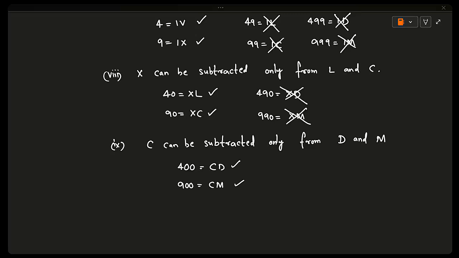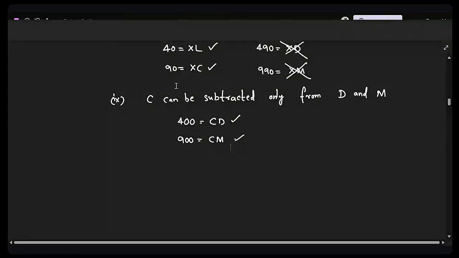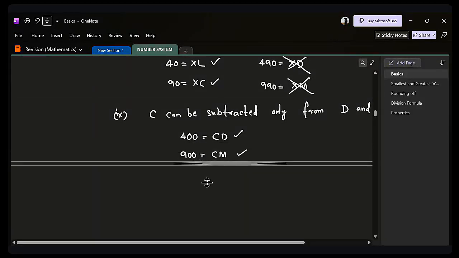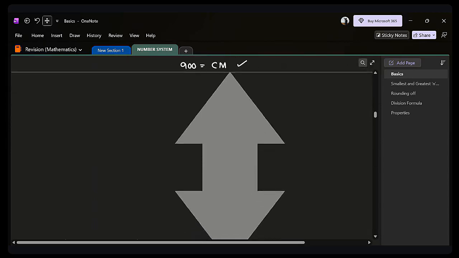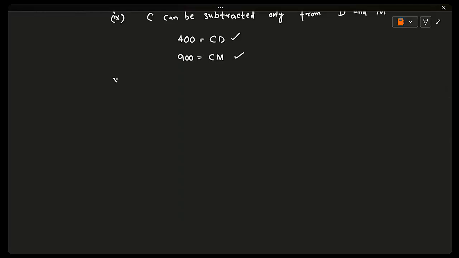Okay, so the last rule, the 10th rule. Using all the rules, we can write the numbers up to 3999 only. You cannot write more than 3999 following all the rules. Okay, so let us try to write 3999 in Roman numerals. I will tell you one trick.